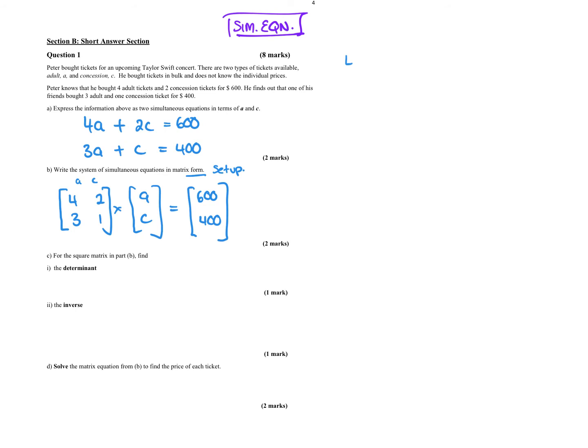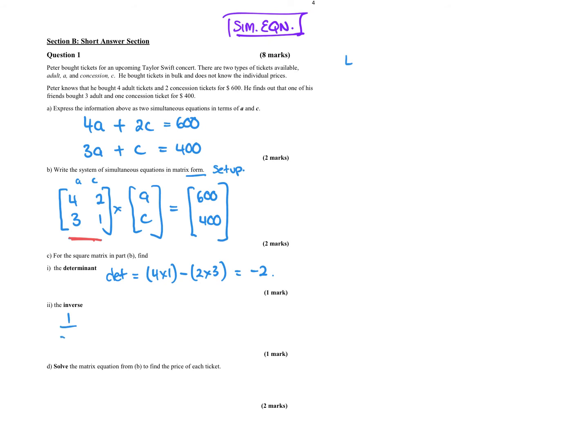For the matrix in part B, so here they want me to find the determinant. So remember, the determinant equals, and now they're talking about this matrix here. So it'll be 4 times 1 minus 2 times 3. So that'll be -2. And then it says find the inverse.